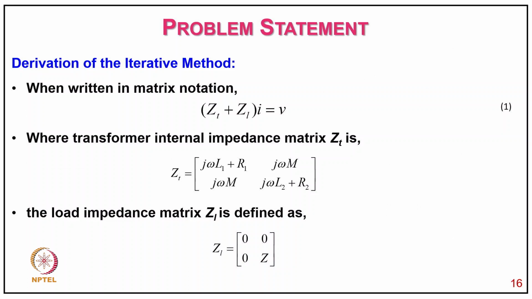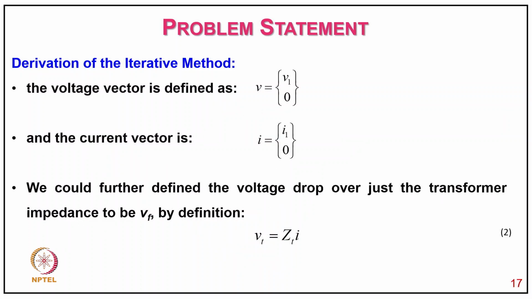When written in matrix form, we can write (ZT plus ZL) I equal to V, where ZT, the transformer internal impedance matrix, can be written as ZT equal to [j omega L1 plus R1, j omega M; j omega M, j omega L2 plus R2], and the load impedance matrix ZL is defined as ZL equal to [0 0; 0 Z]. Then the voltage vector is V equal to [V1, 0], and the current vector is I equal to [I1, I2]. We could further define the voltage drop for just the transformer impedance as VT.